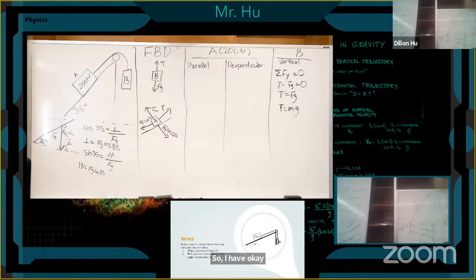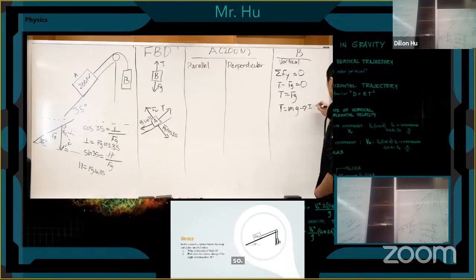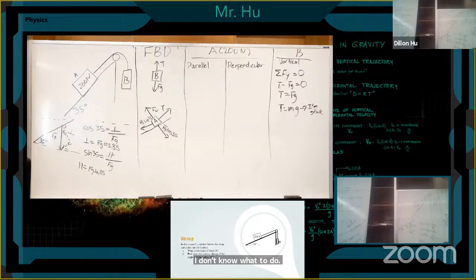So I'm looking at this, and in order to solve for m, I need to know what tension is. Okay, I'm stuck. I don't know what to do now. So it's easy to look at this and be like, I don't know what to do. I need tension, and I don't know how to find the tension. And it's easy to say, okay, I'm done.